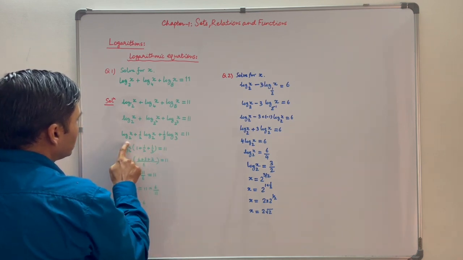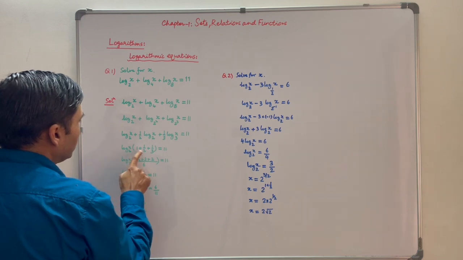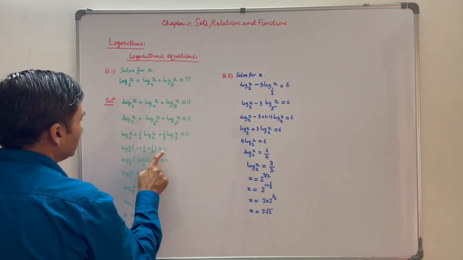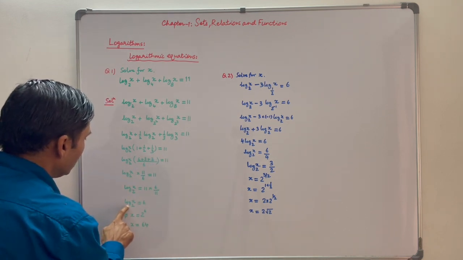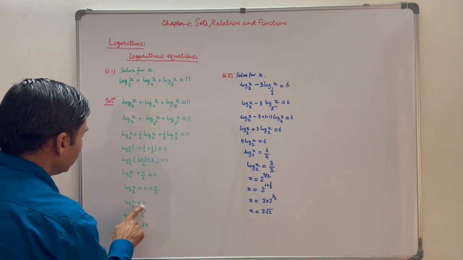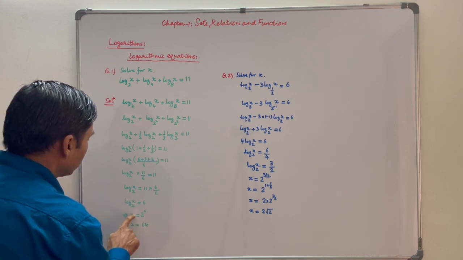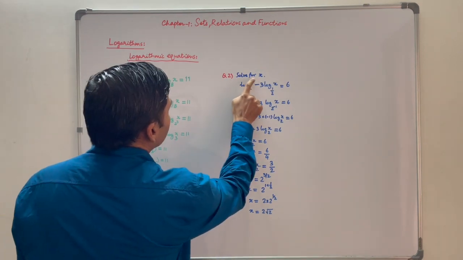Take log x to the base 2 common in all three. So it will be log x to the base 2, 1 plus 1 by 2 plus 1 by 3 is equal to 11. So it comes out to be log x to the base 2 is equal to 6. Now we can write it in exponent form as x equal to 2 to power 6 or x equal to 64.